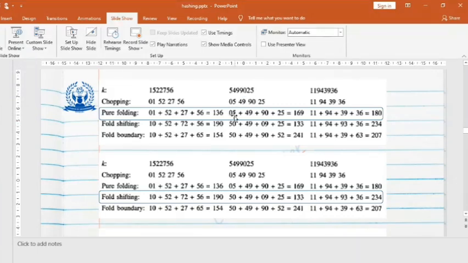Again, the next number. So first pair is 05. We have to reverse it. Next pair, no change, 49. Next pair, 90. So we have to reverse it. So it will be 09, then 25. So add all the digits and we've got 133. So you have to ignore the carry and the hash function is 33.